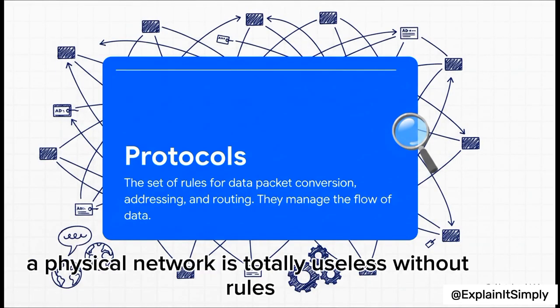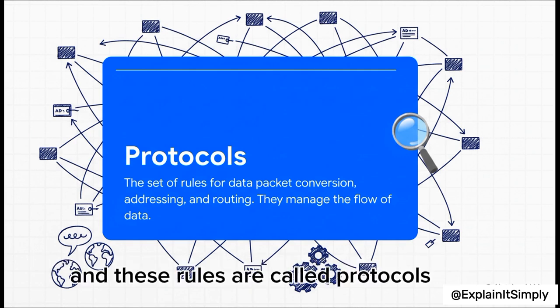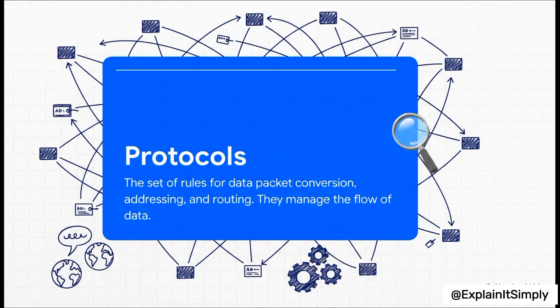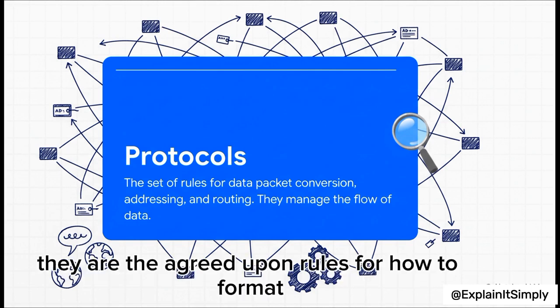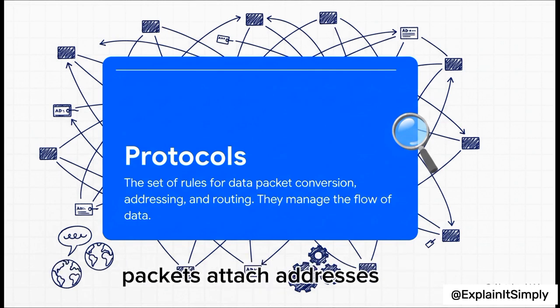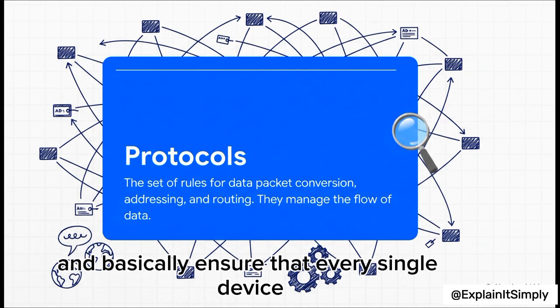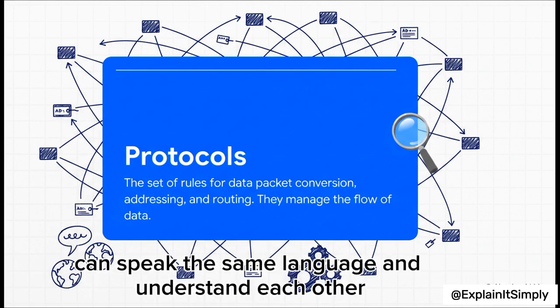But a physical network is totally useless without rules. And these rules are called protocols. The best way to think of them is as the shared grammar of the internet. They are the agreed-upon rules for how to format packets, attach addresses, and basically ensure that every single device, anywhere in the world, can speak the same language and understand each other.